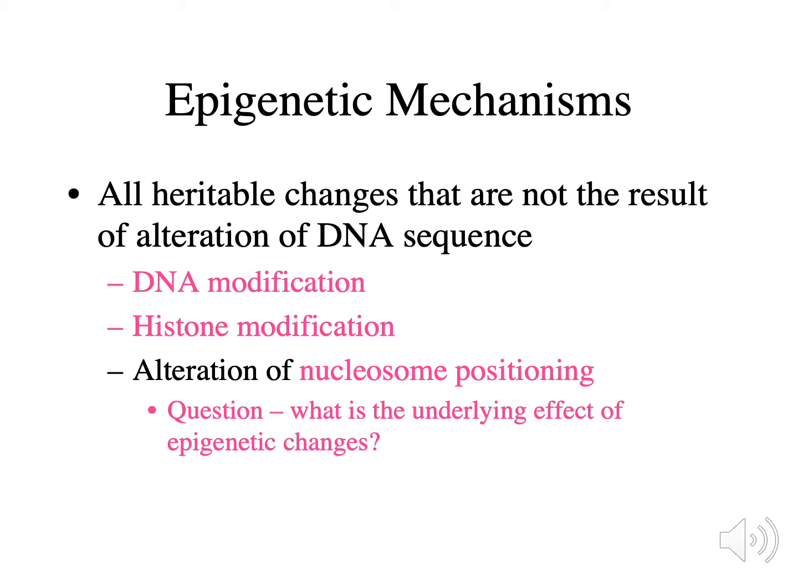So let's ask the question, what is the underlying effect then of epigenetic changes? That it alters the chromatin environment. So again, when we talk about condensed versus non-condensed chromatin, that in turn attenuates transcription and thus affects gene expression. So altering the chromatin environment affects gene expression at the level of transcription. Okay, so that's something to keep in mind.